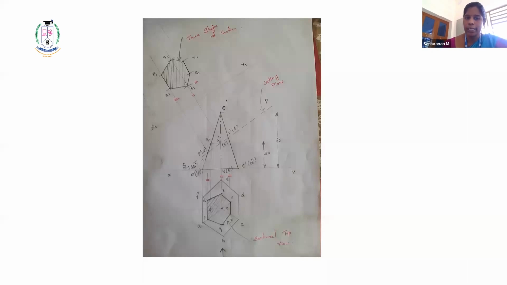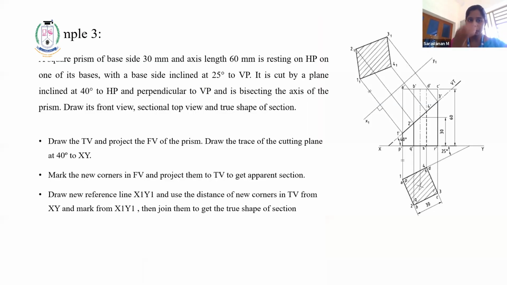To draw the true shape, draw a line X1, Y1 parallel to SP, and mark all the sectional top view corners with respect to the X1, Y1 line and connect all the corner points. You will get the true shape of the section. So this is for pyramid. Previously we discussed for hexagon prism.